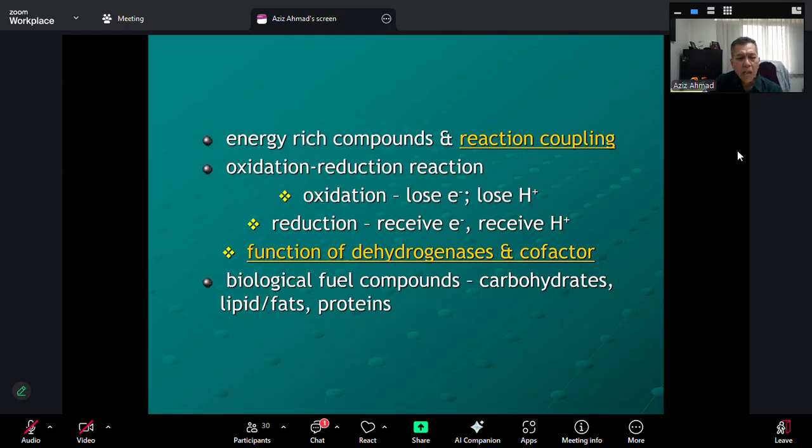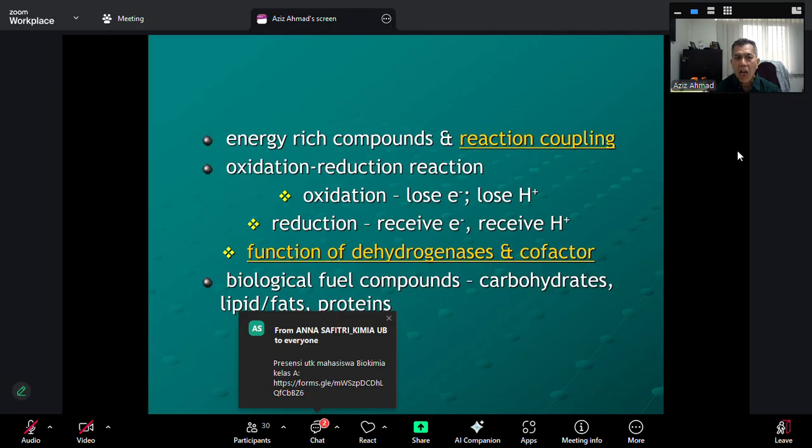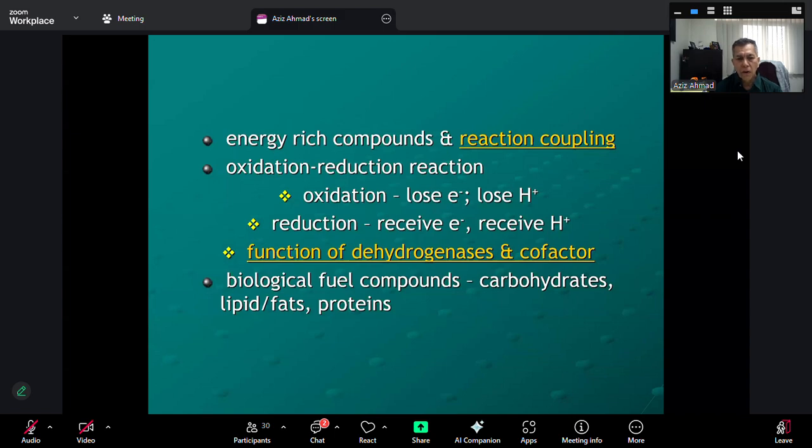Okay. So the sources of energy in living things, there are many, but the three things commonly considered as the primary sources of energy in living things are carbohydrates, lipids or fats, and the third one is proteins. So for this 2 hours lecture, I will focus on the primary substance that we consume in quite a huge amount, which is the carbohydrates, compared to lipids and proteins.